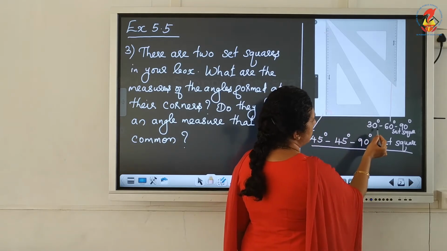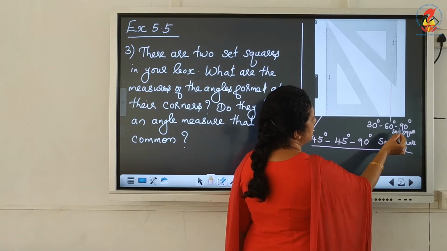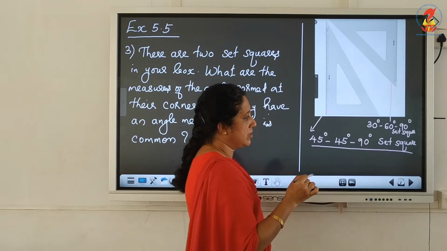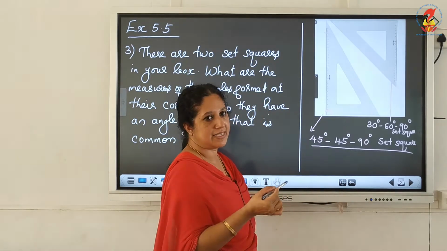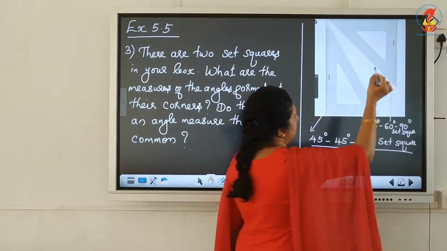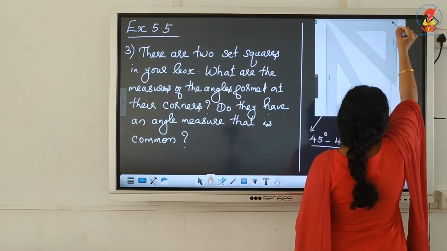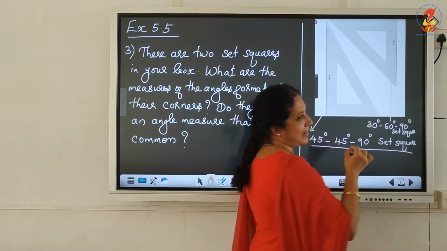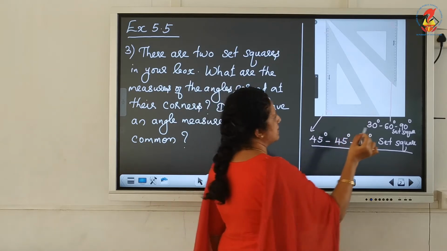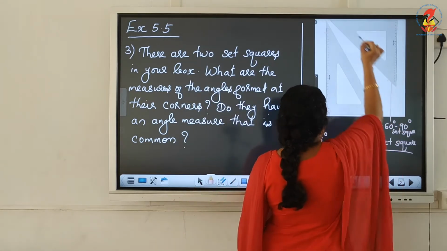Now we have one more set square. For that set square, the angles are 30 degrees, 60 degrees, 90 degrees. So it is a 30 degree, 60 degree, 90 degree set square, and the angle formed at this corner is 90 degrees, and the other two angles are 30 degrees and 60 degrees.